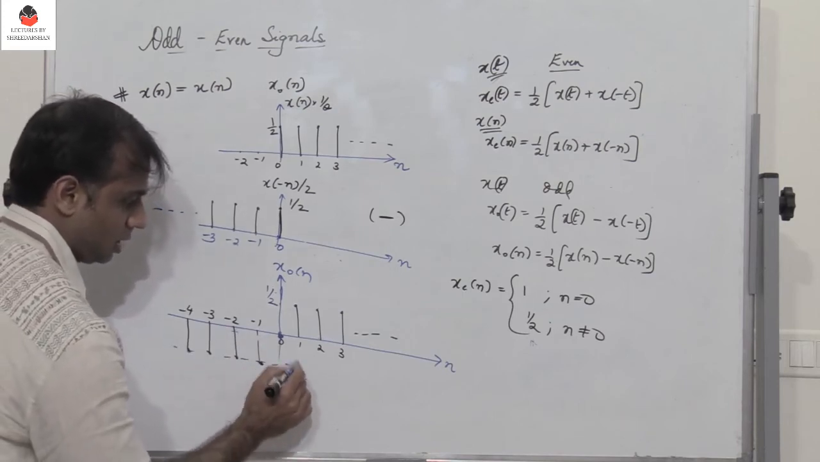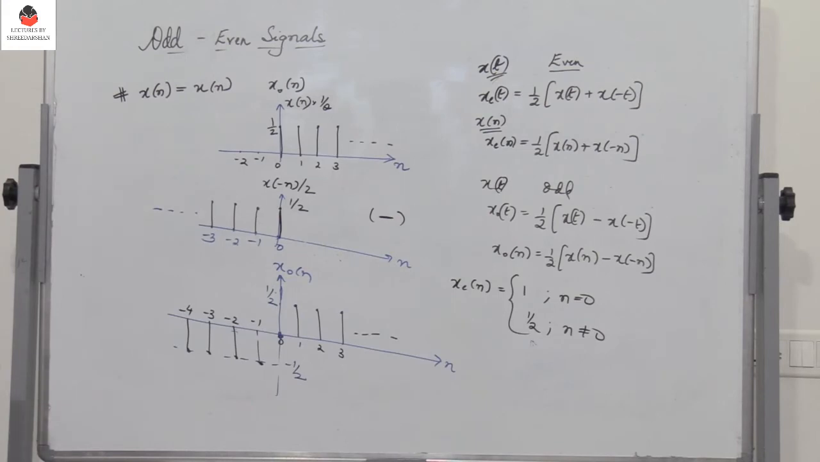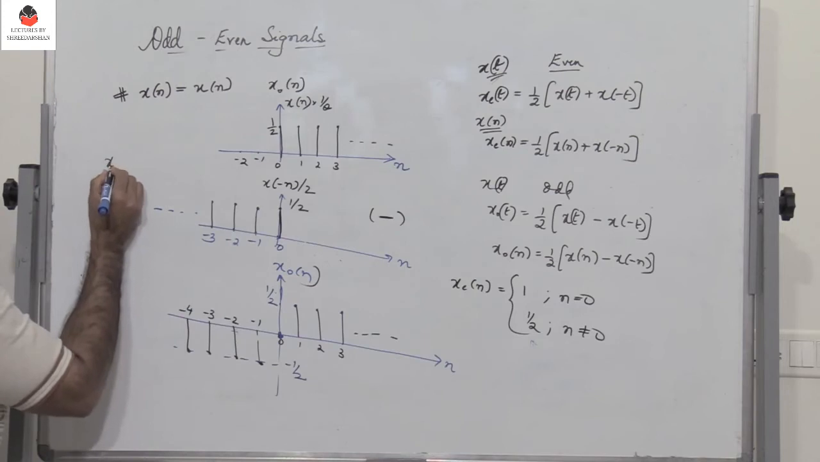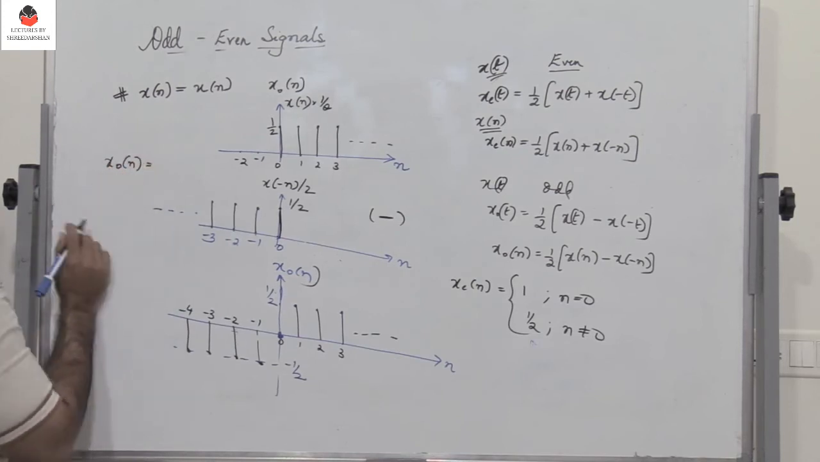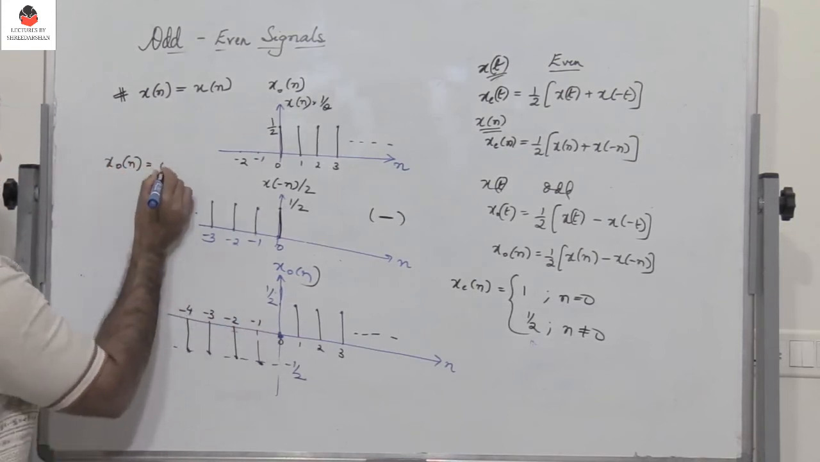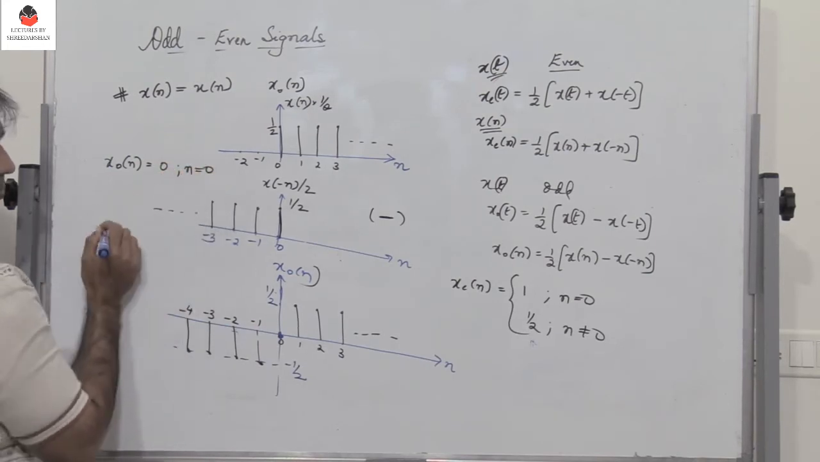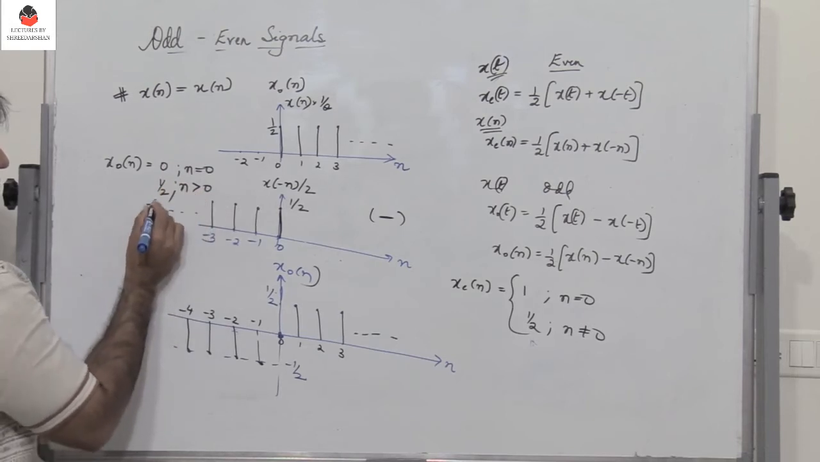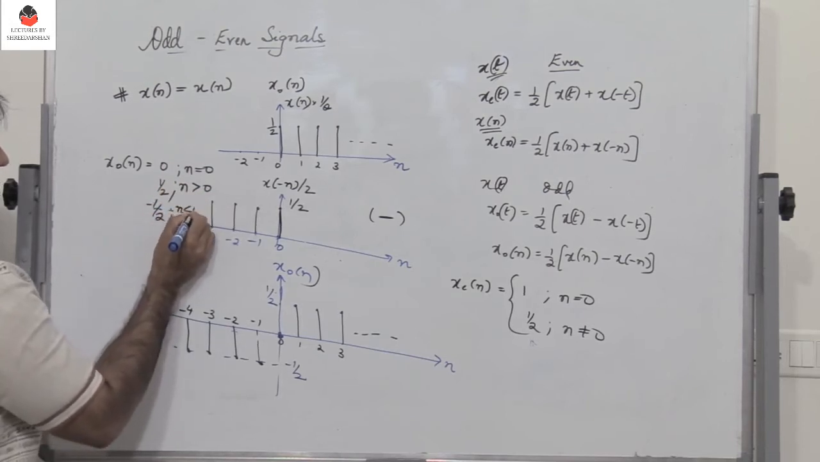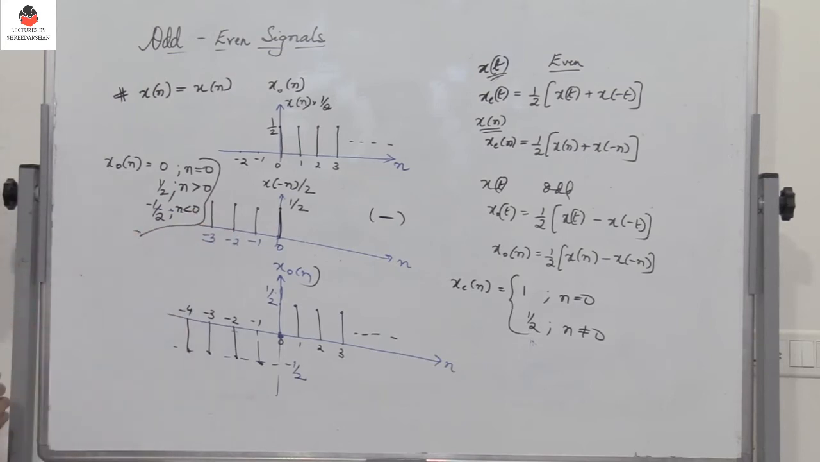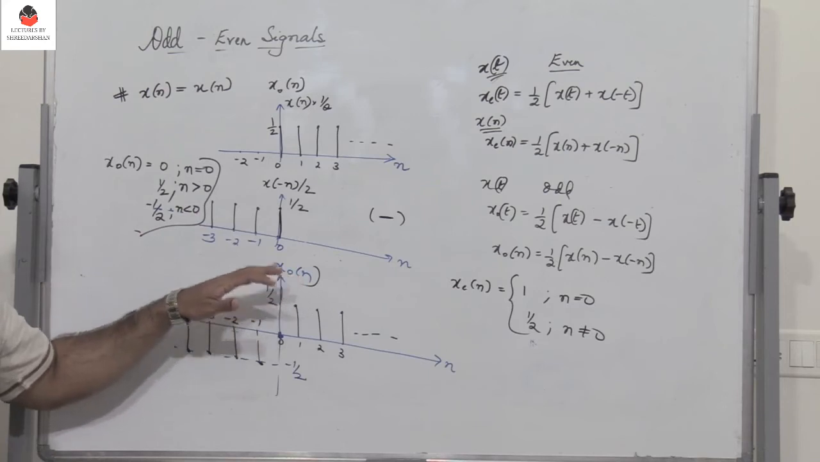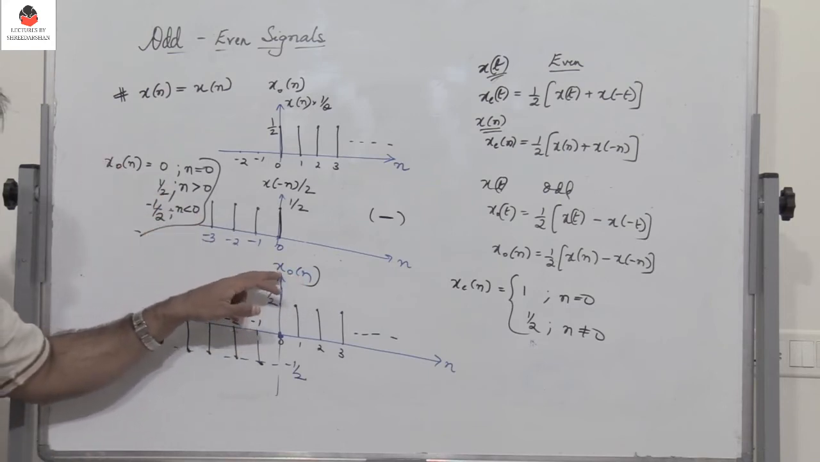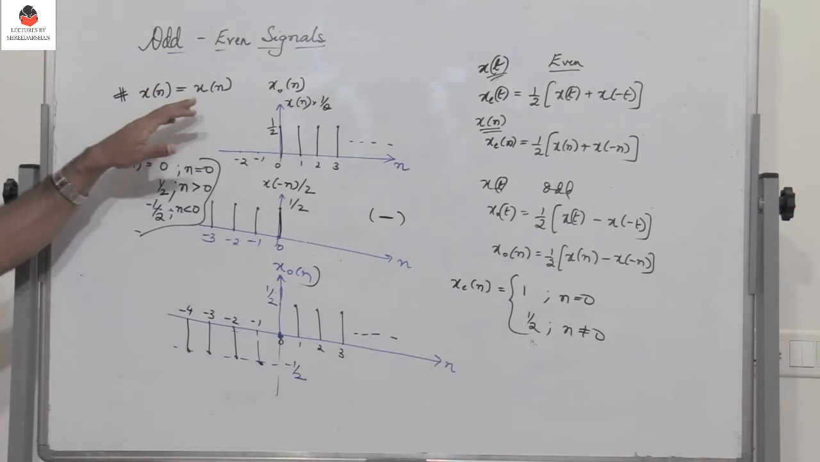So this is -half and this is +half. So how do we define x odd of n? So x odd of n is nothing but 0 for n equal to 0, half for n greater than 0, and -half for n less than 0. So this is how we can define the odd component x O of n, where x of n equals u of n.